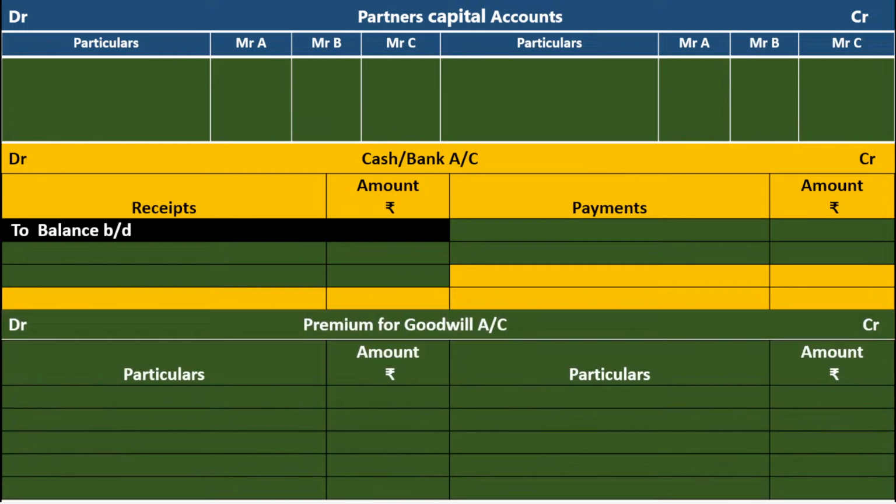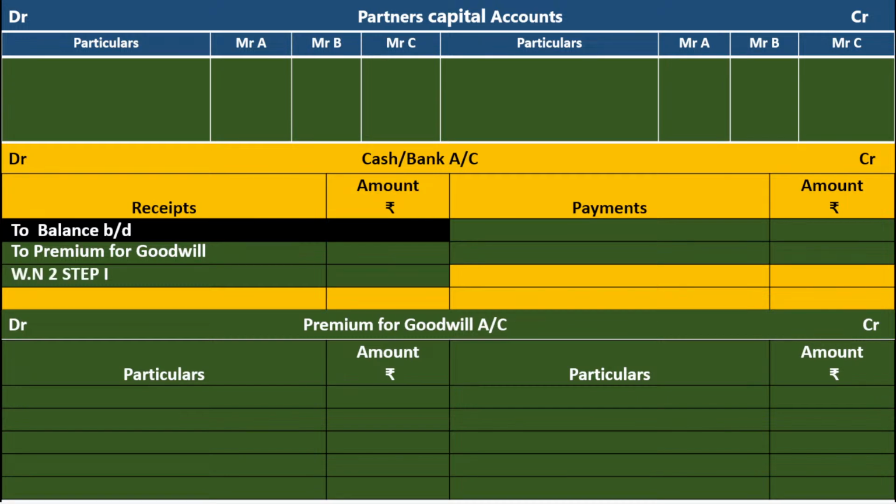Next, premium for goodwill account. Prepare all these 3 accounts so that you can understand the concept. What is the first entry? When the new partner brings the cash for goodwill, cash or bank account is debited to premium for goodwill account. Check here.